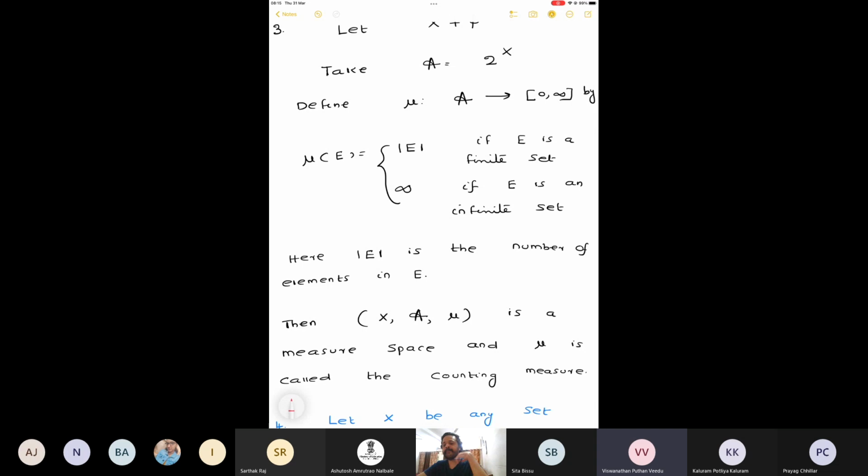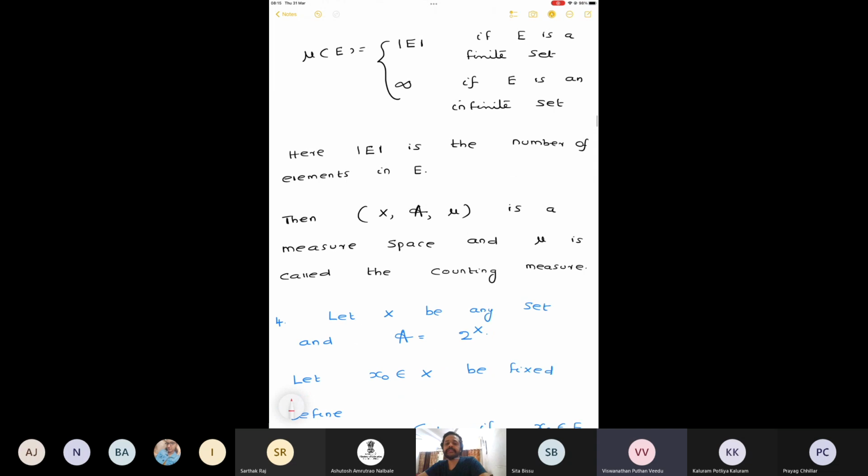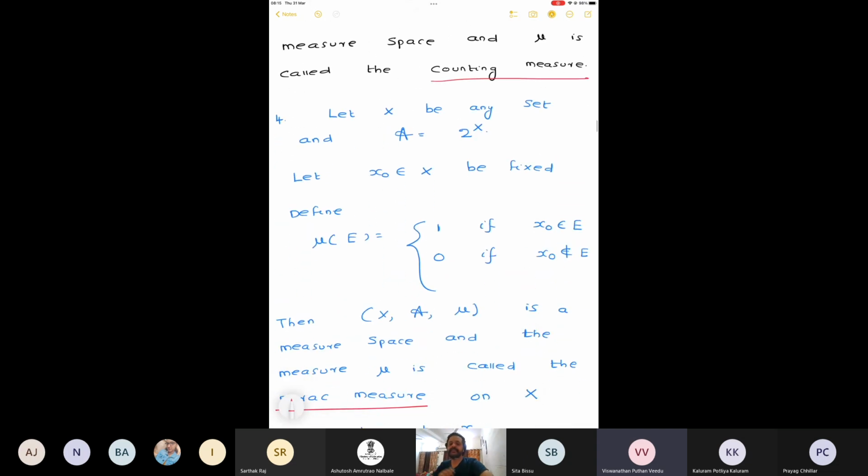And what is the measure? The measure of a set E is the number of elements if E is a finite set. Otherwise, you define it as infinity. And remember, by definition, measure can be infinity. Mu is a function from the sigma algebra to the collection of all real numbers along with the symbol infinity. So this is again an example of a measure space, and mu is called counting measure for obvious reasons. Is that okay? Yes, sir.